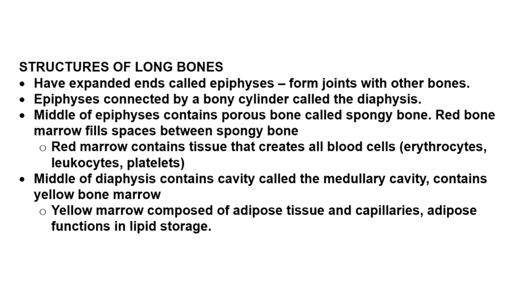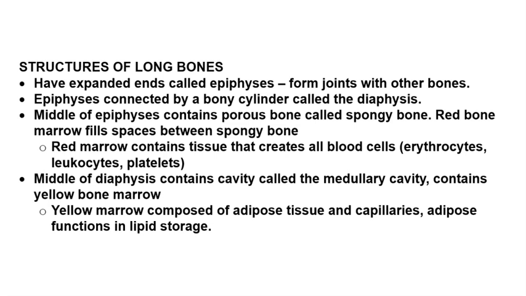The long bones, because they're longer than they are wide, typically form the bones that give length to the limbs. So that is the upper limbs and the lower limbs. And so they usually have two expanded ends, and those expanded ends are referred to as the epiphyses. The epiphyses are the structures that form joints with other bones of the skeleton. The epiphyses are connected in the middle by a bony cylinder that's referred to as the diaphysis.